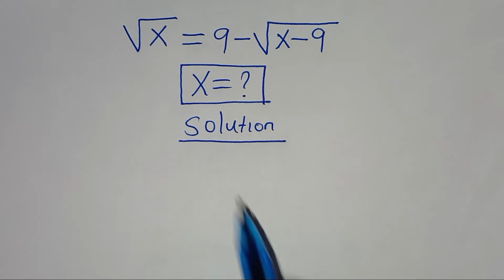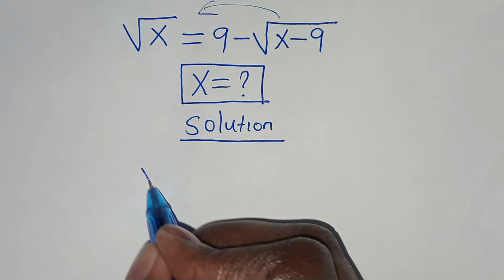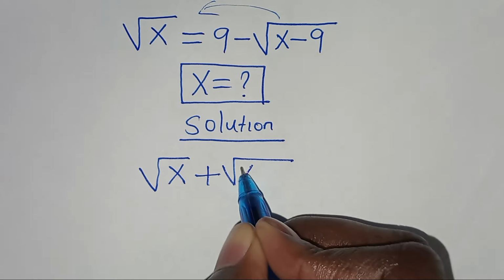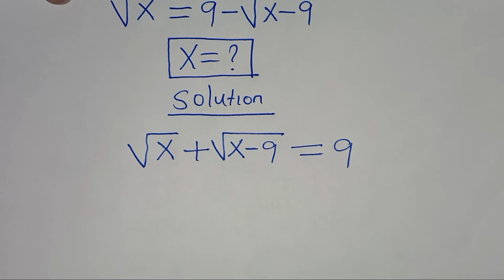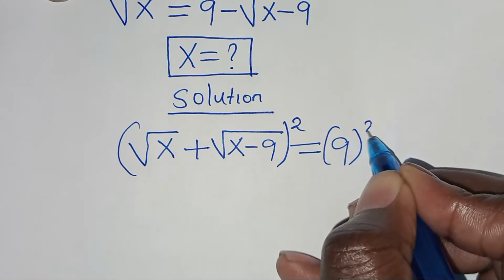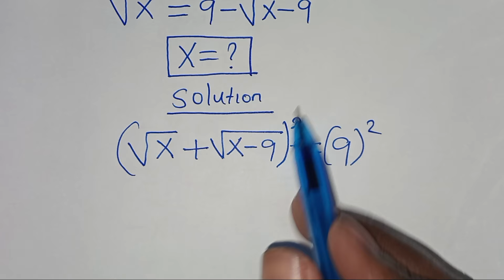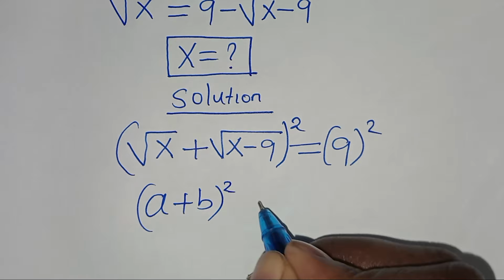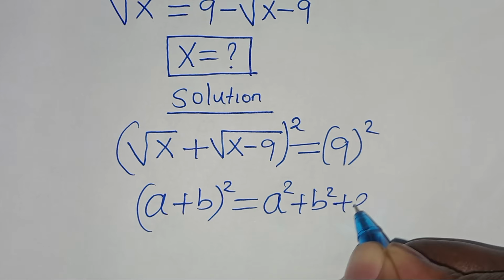Now, let's take minus square root of x minus 9 to the left hand side, so that here we have square root of x plus square root of x minus 9 equal to 9. The first thing to do here is to square both sides. So (square root of x plus square root of x minus 9) squared. This is in the form of (a plus b) squared, which is equal to a squared plus b squared plus 2ab.